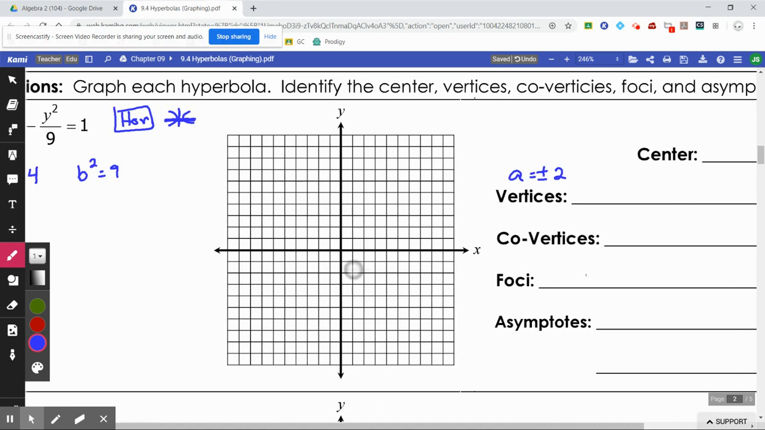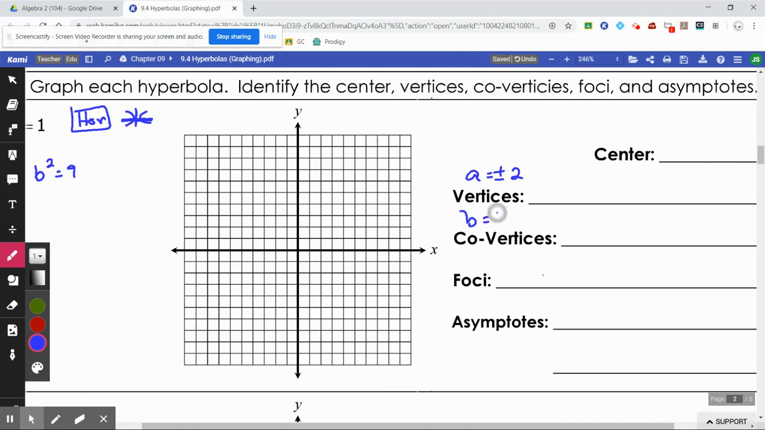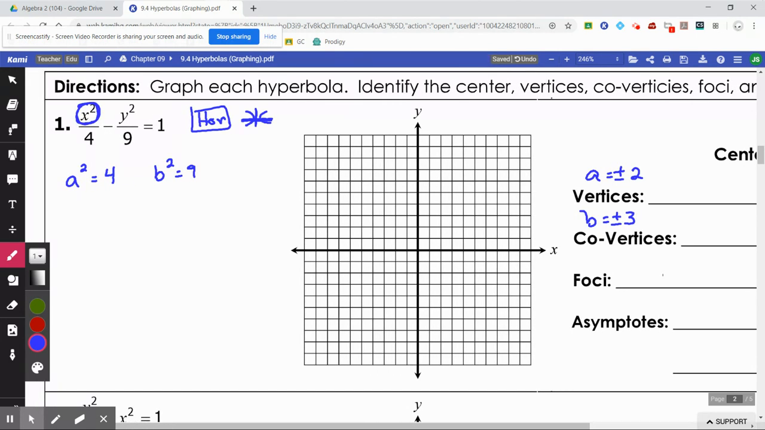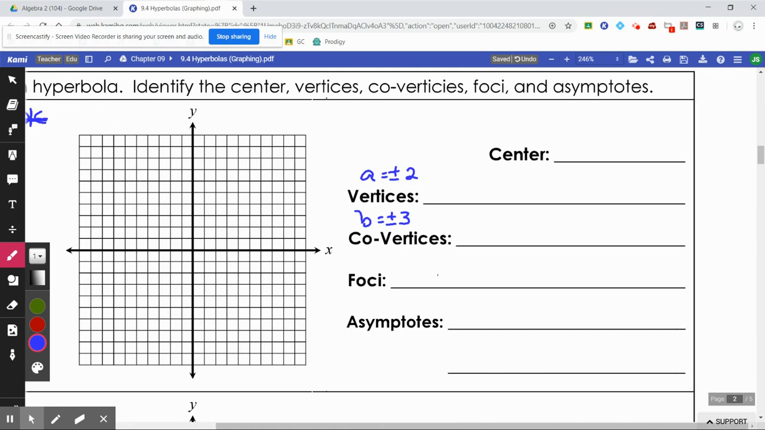And we find that from our a squared, b will be positive and negative 3. The center: if we look up here, to find the center, we simply look and see, is the x squared or y squared translated? And they're not. So therefore, our center is going to be the origin. So the center is at (0, 0).